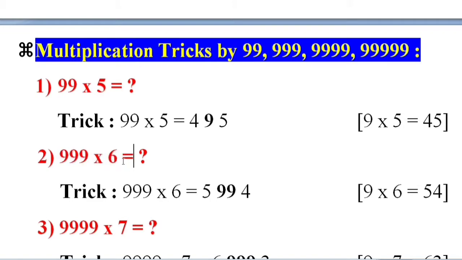999 into 6 equals what? 9 6s are 54. Write down 99 for 999 between 5 and 4. So the answer is 5994.